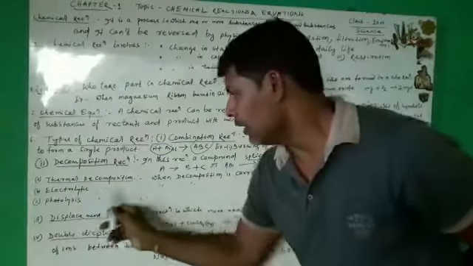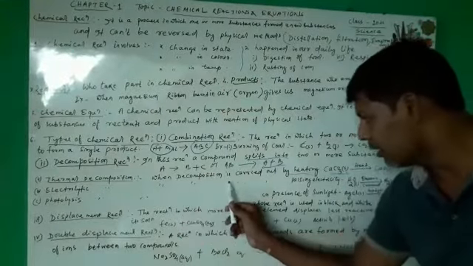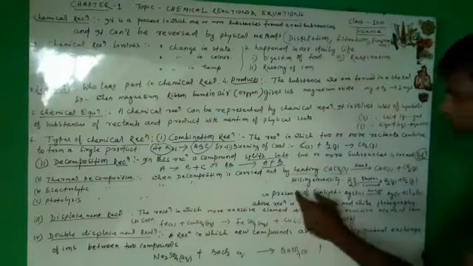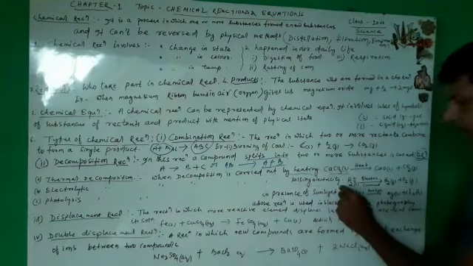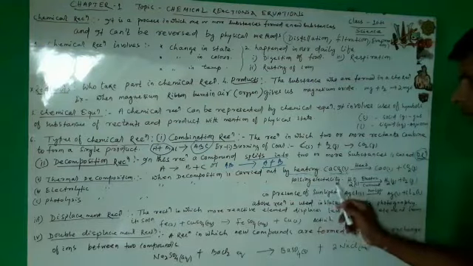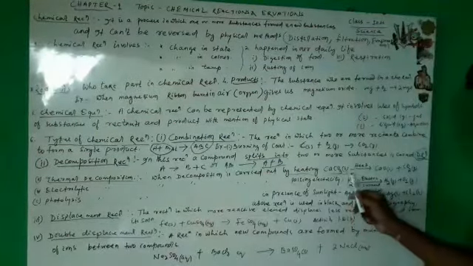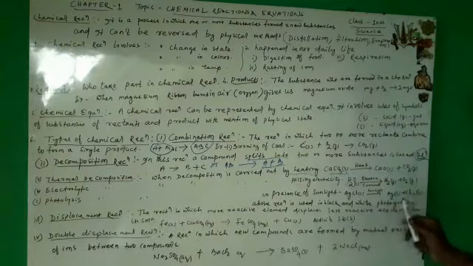Second, electrolytic decomposition reactions. When decomposition is carried out by passing electricity. You just have to remember this point: by heating, by passing electricity, and the other one is in presence of sunlight. So passing electricity is called electrolytic decomposition. Example: water, H2O, liquid. Passing electric current gives us H2 gas and O2 gas.